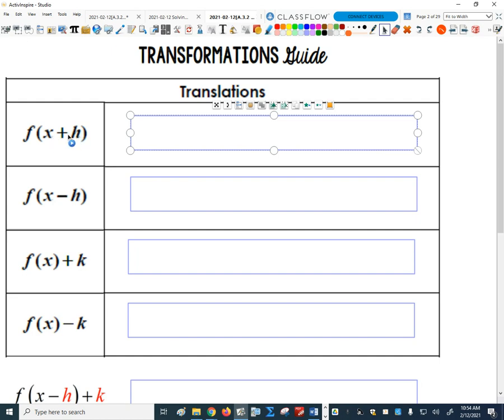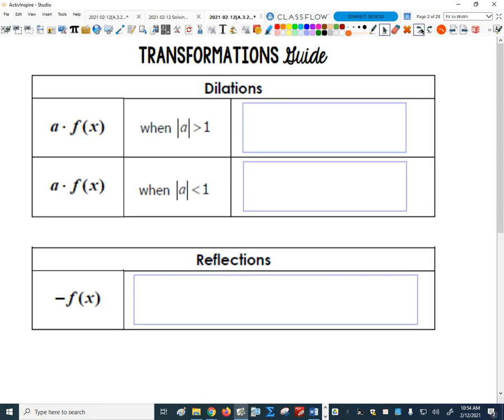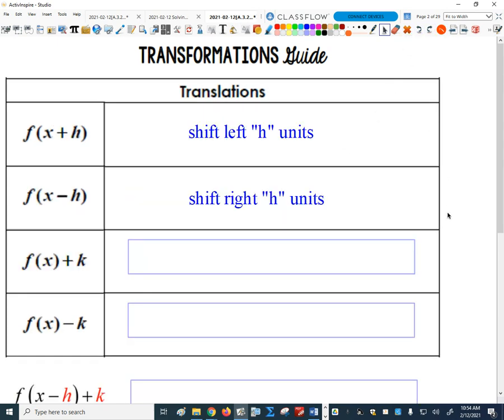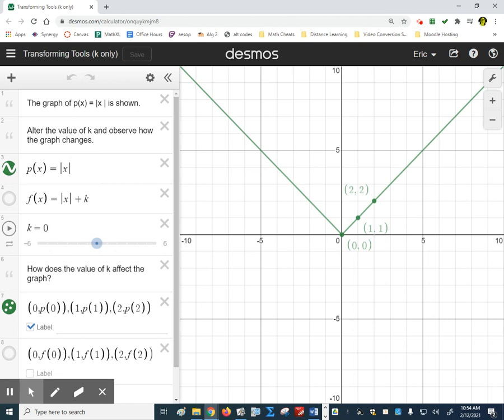So adding h directly to the x, replacing the x with an x plus h, moves it left h. Subtracting h directly from x moves it right by h units. What do you suppose it does if I add k outside of the function? Make a guess on that one. What do you think? Type it in chat for me.